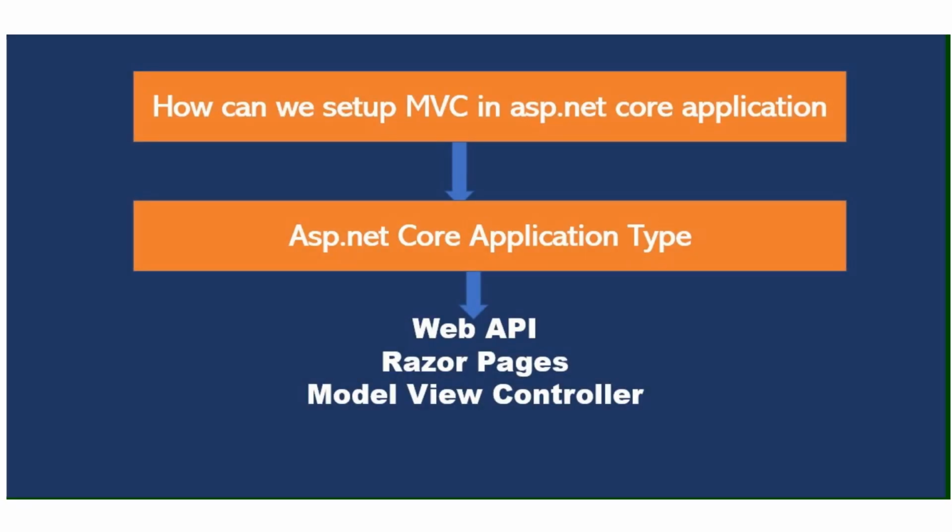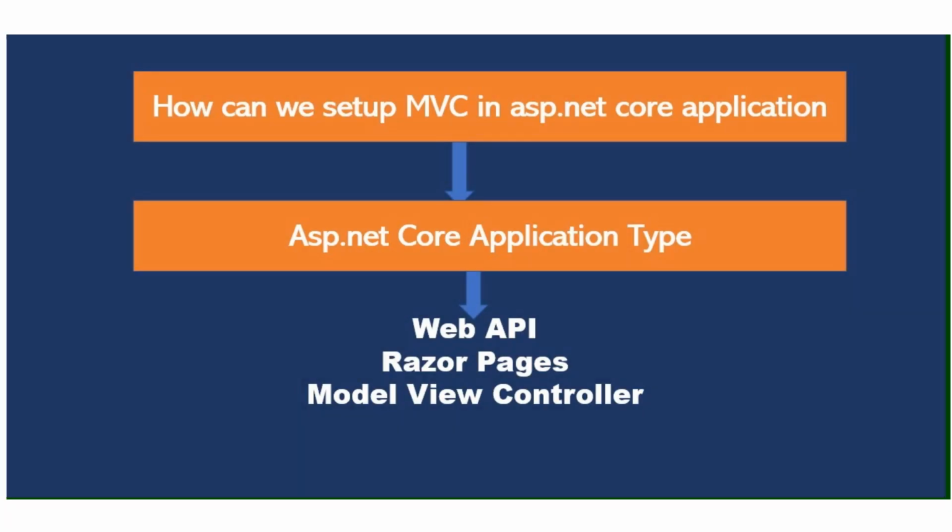In Web API, we need only model and controller, right? In Razor Pages, we need only CSHTML pages and a CS file. And in Model View Controller, we need model, view, and controller. We need all three to follow the MVC architecture.